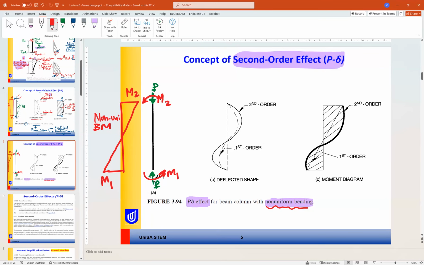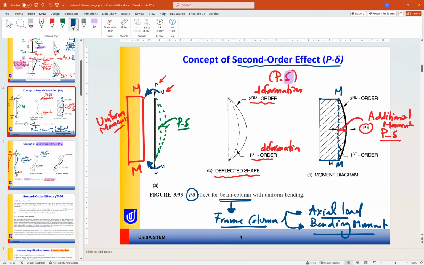Okay, so now when this column buckles, we have first order deformation and second order deformation after buckling, due to delta. And the buckling in this case, due to the moment, will be double curvature. We call this double curvature because it is bent in two directions. Here it is single curvature because it buckled only in one direction.